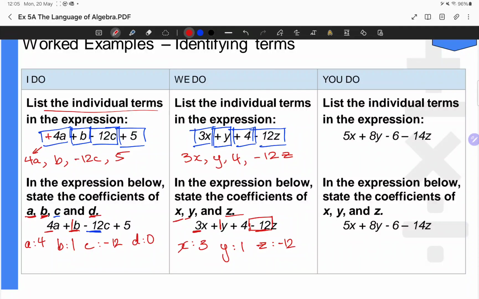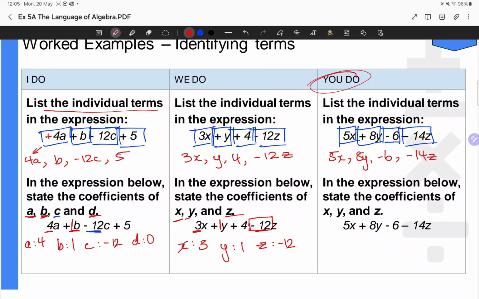So just take a pause here, and if you guys can do the you do for me as well. Give you guys a minute to do that. Wonderful. All right, so what it should look like is this. Let's block it off one more time. Block, block, block, block. So it's identifying all the different terms. So the different terms that we have are 5x, 8y, minus 6, and minus 14z. Okay?